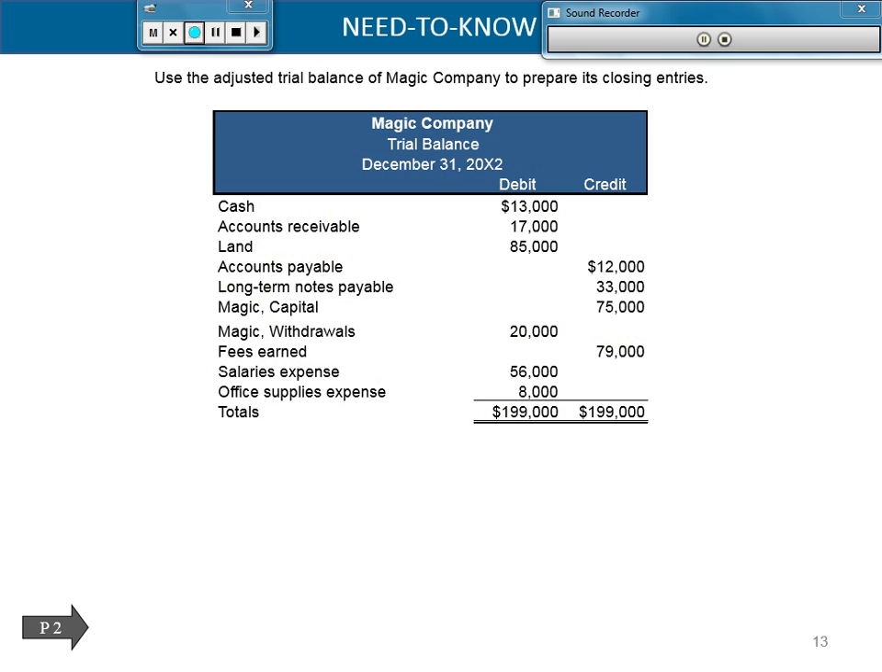So let's look at this example they have here. They've given us a trial balance, and this has clearly been adjusted. So we need to do closing entries. Okay?